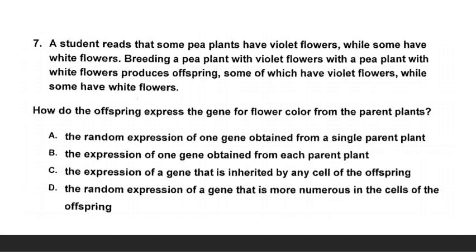So we have to think, in sexual reproduction, where do we get that information? And we know that we get it from mom, and we know that we get it from dad. And so we're getting one allele of each gene, one from mom, one from dad, to make that zygote. And when we have that zygote, that's what's going to determine the expression of that trait.